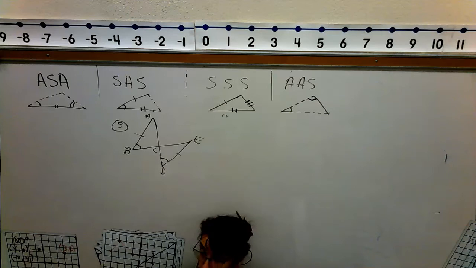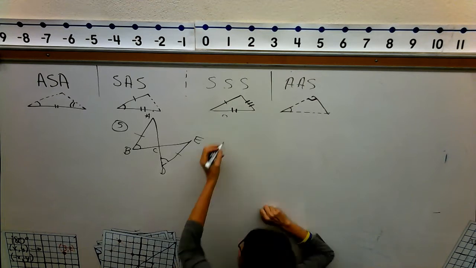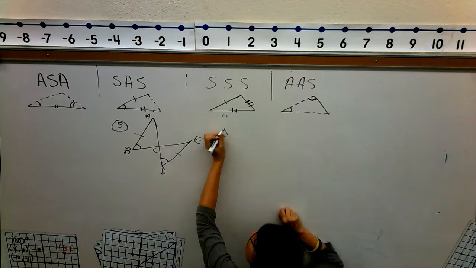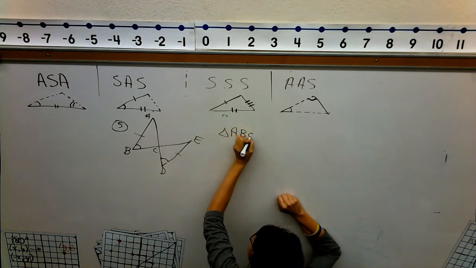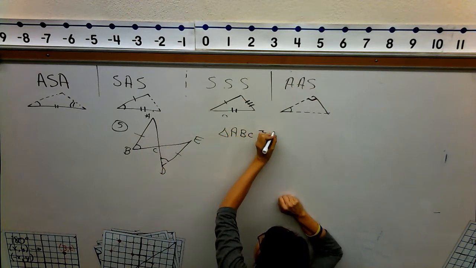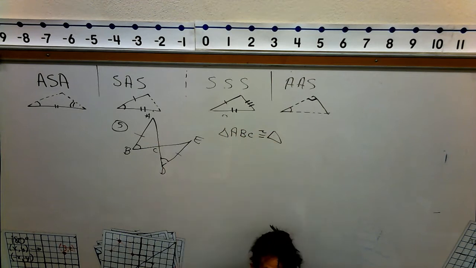So first of all, are these two triangles congruent? Do we have enough information? Okay. If I call this triangle ABC, what order do we need to write the letters in here for the other triangle?